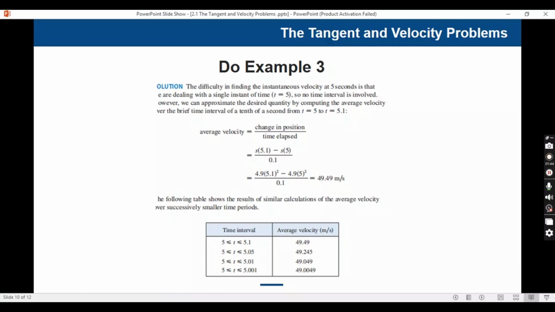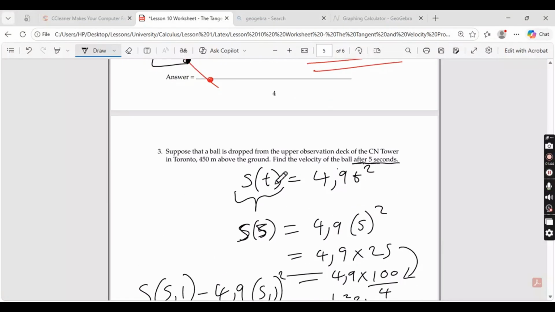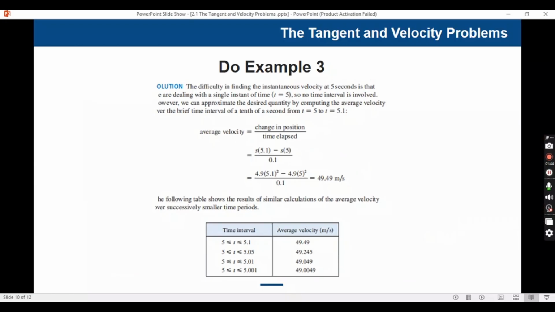So yeah, since we are talking about instantaneous velocity, we want something that is very, very close, which is a tenth. Mostly. Do you have any questions? No, I don't. Okay, cool.